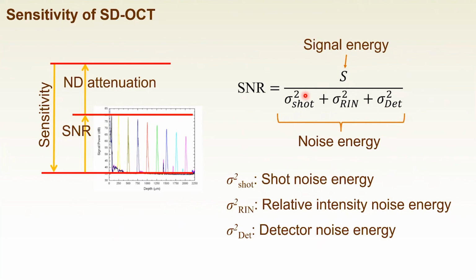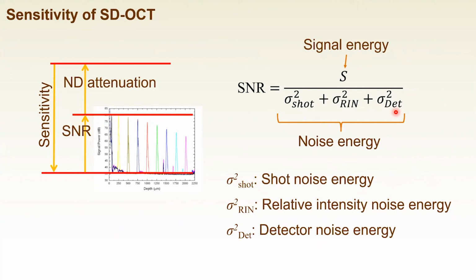The first is a shot noise energy, and the second is a ring energy. Ring, N is noise, so it's not ring noise technically, it's ring energy. But frequently we also call it ring noise. And the third is the detector noise energy. These three noises have different properties, and I'm going to dig into the details using mathematics.